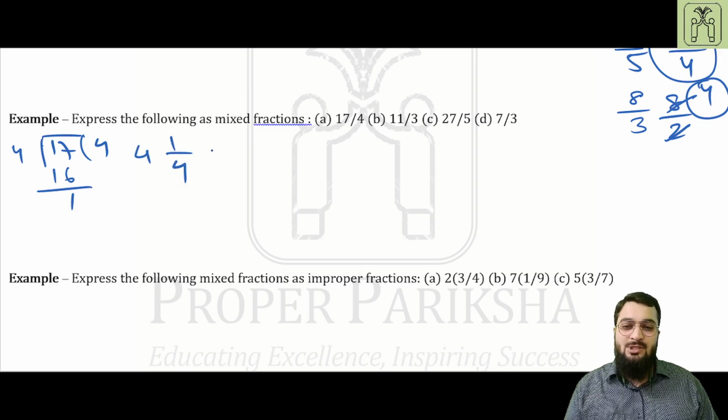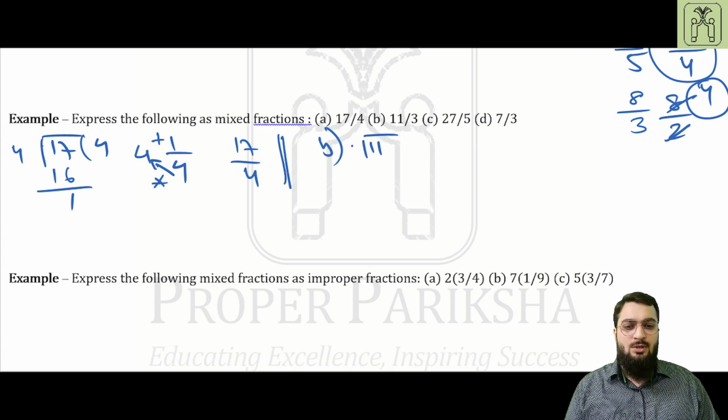And from a mixed fraction, how do we get the improper fraction? Just multiply the denominator with the whole, 4 fours are 16, and add this. You understand? Multiply this and add this, you will get 17 upon 4. Coming to the next part, 11 upon 3. So 11 upon 3, how do we do? 3 threes are 9, minus, you will get 2, and the answer will be 3, 2 upon 3.